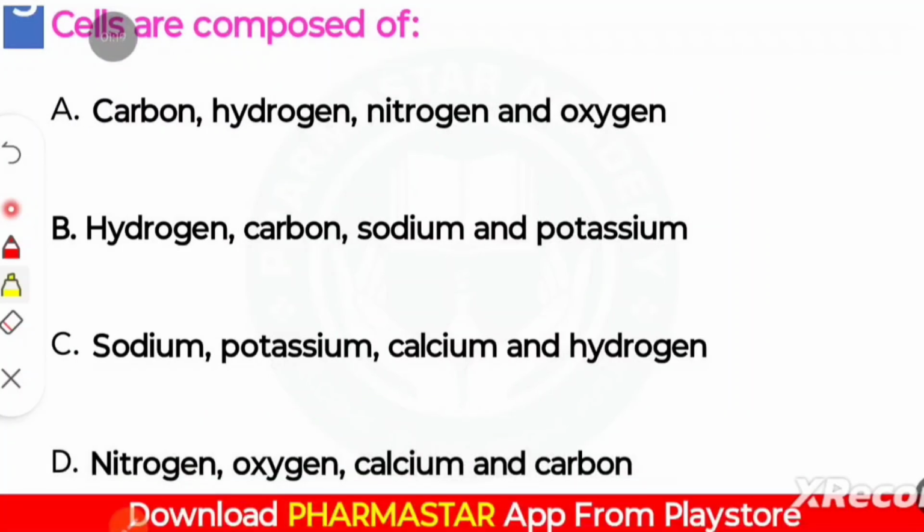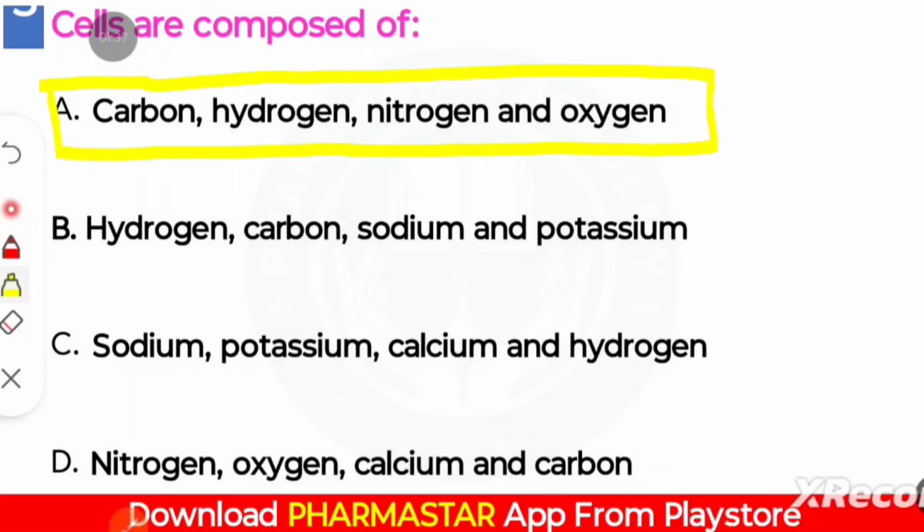Cells are composed of option A carbon, hydrogen, nitrogen and oxygen, B hydrogen, carbon, sodium and potassium, C sodium, potassium, calcium and hydrogen, D nitrogen, oxygen, calcium and carbon. The correct answer is option A. Cells are composed primarily of carbon, hydrogen, nitrogen and oxygen.